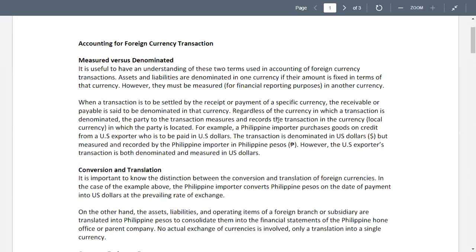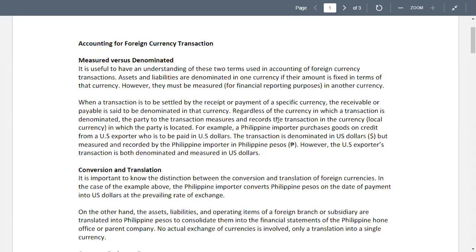For example, a Philippine importer purchases goods on credit from a U.S. exporter who is to be paid in U.S. dollars. The transaction is denominated in US dollars but measured and recorded by the Philippine importer in Philippine pesos. However, the US exporter's transaction is both denominated and measured in US dollars.